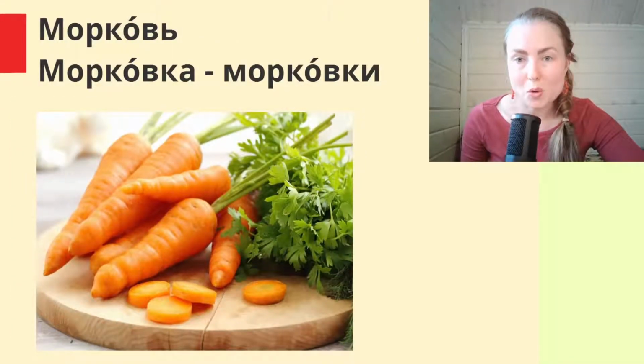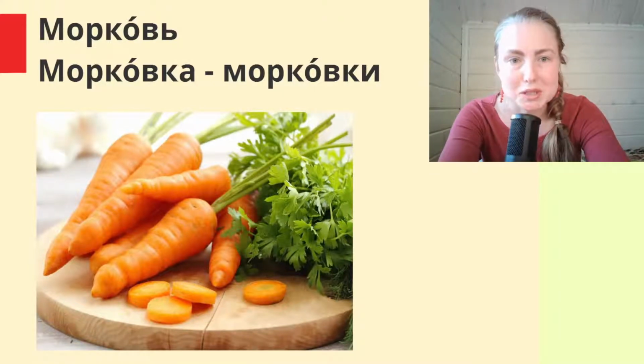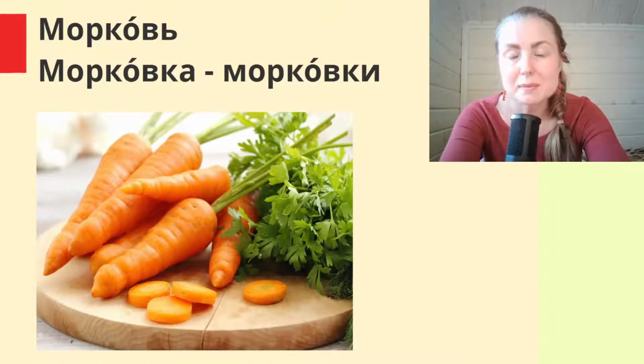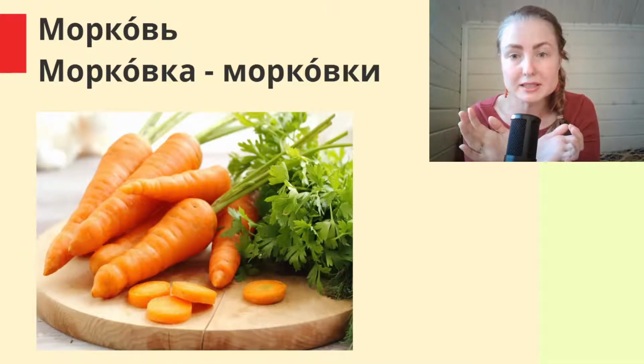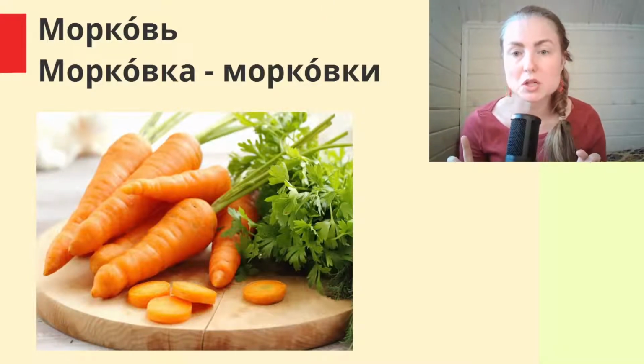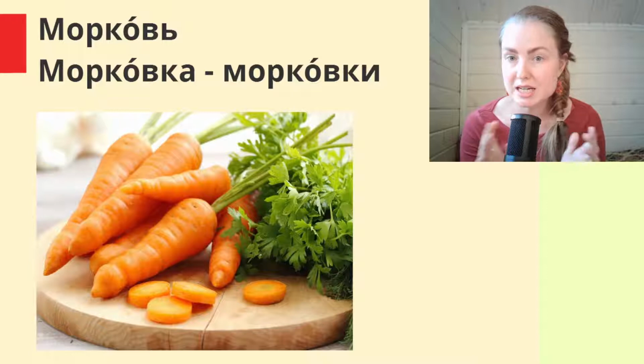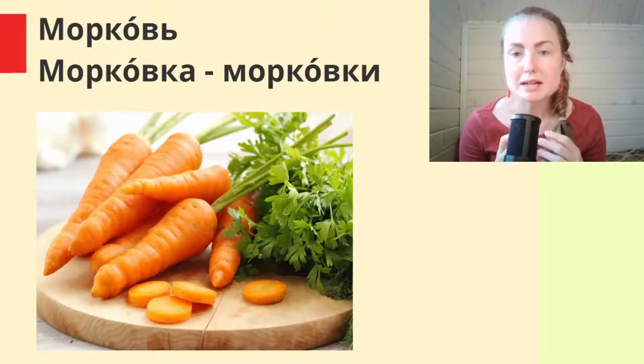Okay. Next word is морковь. Морковь means carrot. Here I wrote several words. The first word is морковь. Морковь is the general word for carrots, but this word doesn't have a plural. We use it only in singular form. This word is an uncountable noun in the Russian language. It doesn't have a plural.